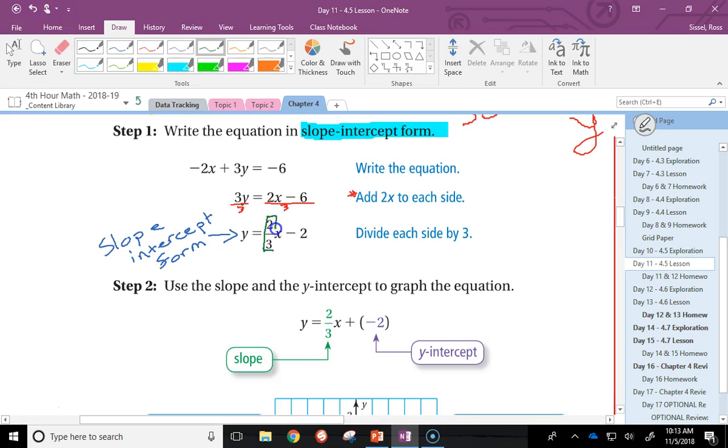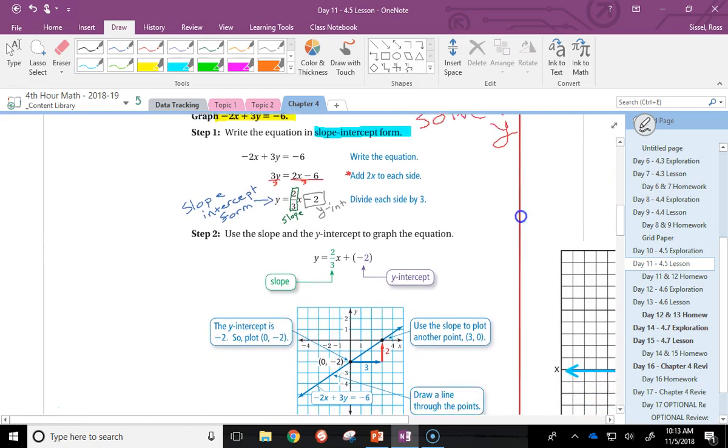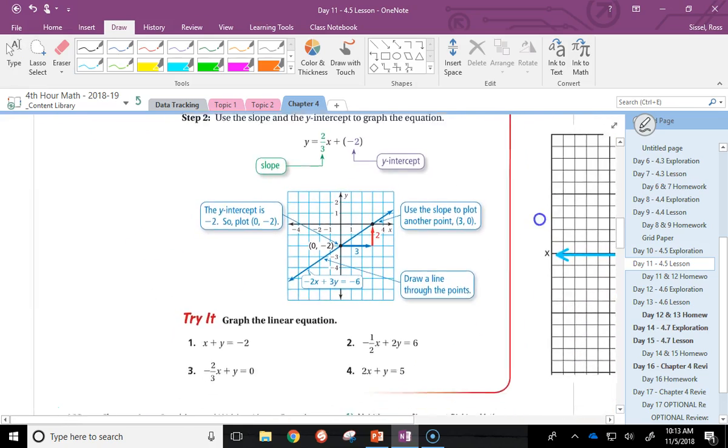This is my slope. Harrison, what is my y-intercept? Negative 2. We can now graph this. Because we know those two things, we're going to go to the graph.